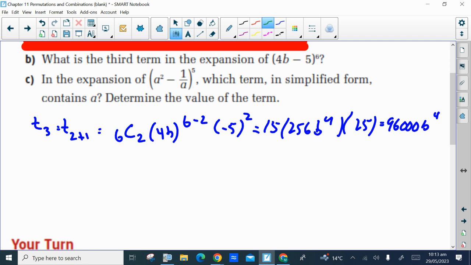So again, by using the general term formula, it saves you from doing all the expansions and then picking out what the third term is. Question C, in the expansion of (a squared minus 1 over a) to the fifth, which term in simplified form contains a, which means a to the 1? We're looking for the term that has the first power. So one thing I would do first is change that second term in the binomial to a to the negative 1.